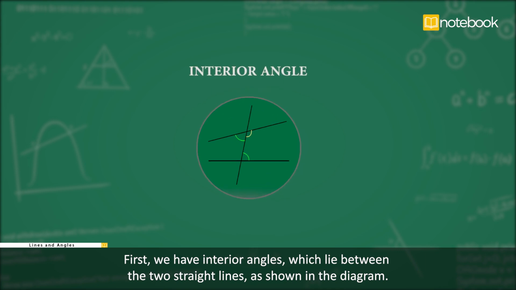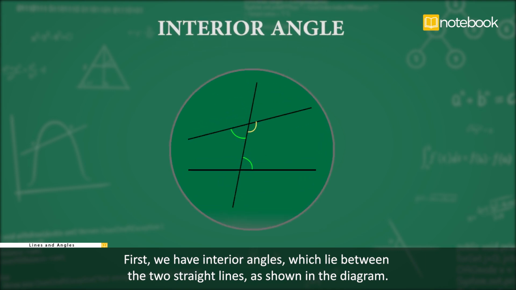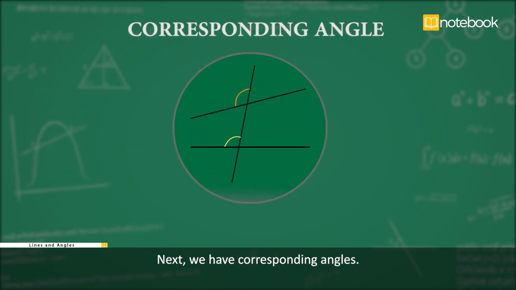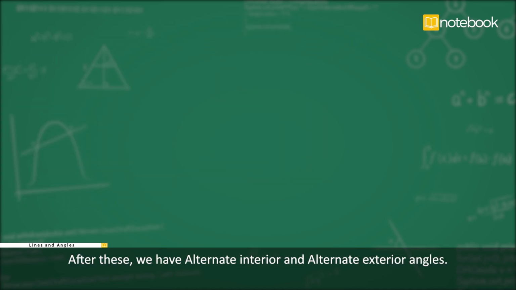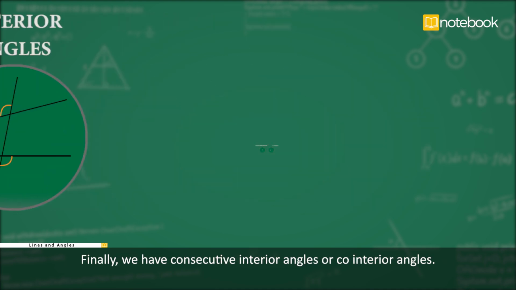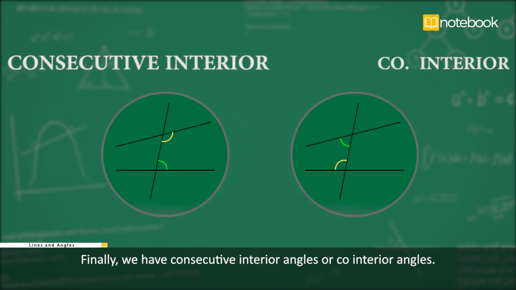First, we have interior angles which lie between the two straight lines as shown in the diagram. Then we have exterior angles which lie on the outside of the two straight lines. Next, we have corresponding angles. After this, we have alternate interior and alternate exterior angles. Finally, we have consecutive interior angles or co-interior angles.